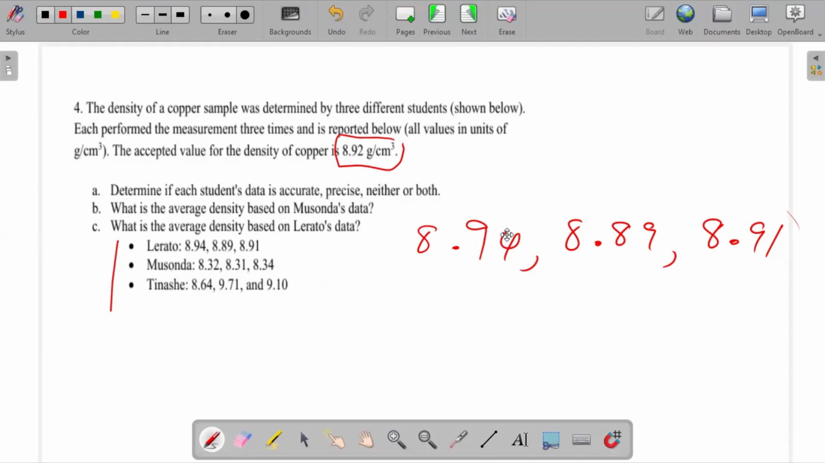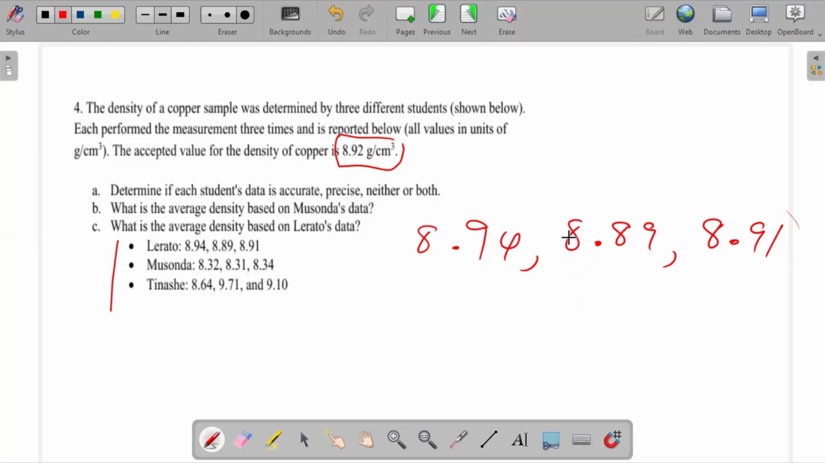So precision, we are looking at how close the measurements are to each other. So now let's look at these measurements. Are they close to each other? 8.94, 8.89, and 8.91. Yeah, they're close to each other. They are close, aren't they?